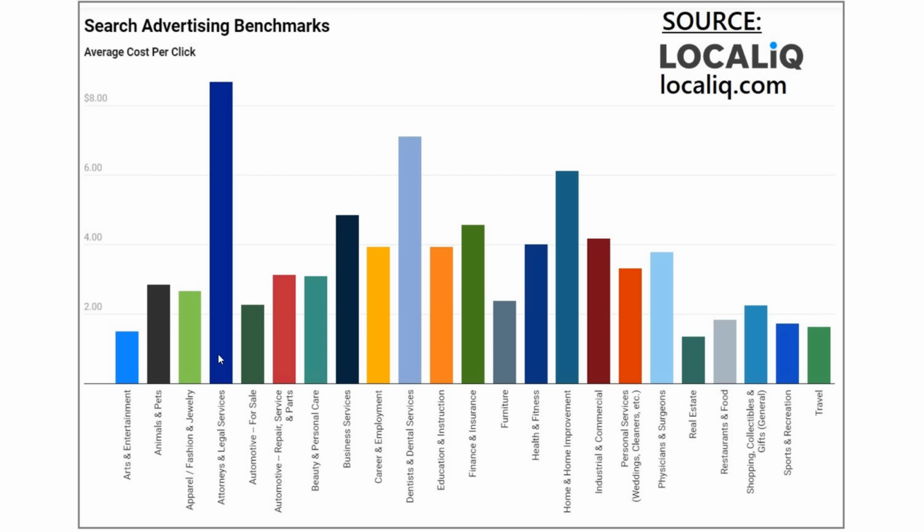And if we come to the next screen as well, this one is from LocalIQ.com, which also works with WordStream. So you can see they have some of these different industries here, animals and pets. Right here, attorneys and legal services, that is the highest one. Dentist and dental services, also very expensive. Home improvement, very expensive.